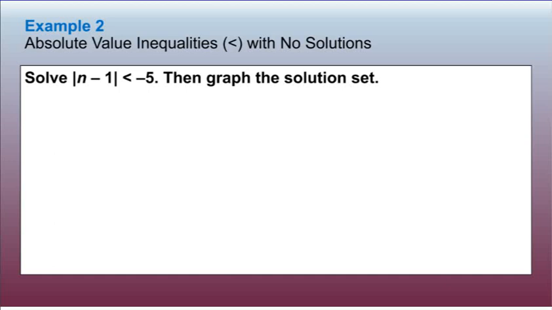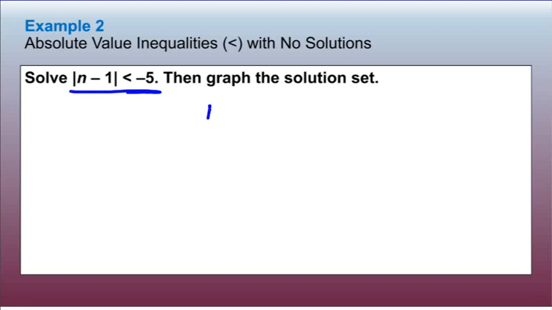Example 2, these are ones where there is no solution. And we're going to see why it's no solution. So if I analyze the problem right here, absolute value of n minus 1 is less than negative 5. When the absolute value is by itself, it has to be a positive number, because anything that comes out of the absolute value is always positive.